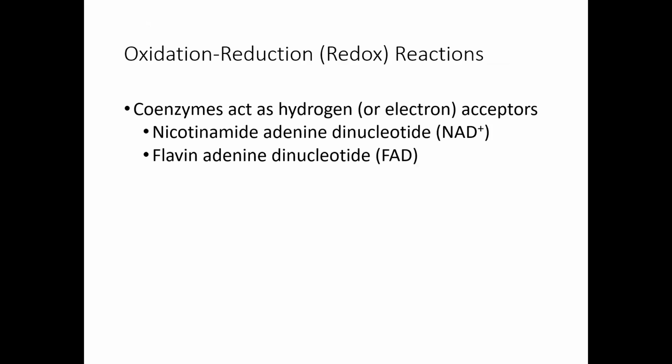And we use something to accept the hydrogens and the electrons. We use NAD+, it has a positive charge, and FAD. Nicotinamide adenine dinucleotide, which is why we call it NAD+, and flavin adenine dinucleotide, FAD. They're mouthfuls, but this is what we use to slow the process down. We don't explode when we eat a Snickers bar or an apple, and we can capture the energy.